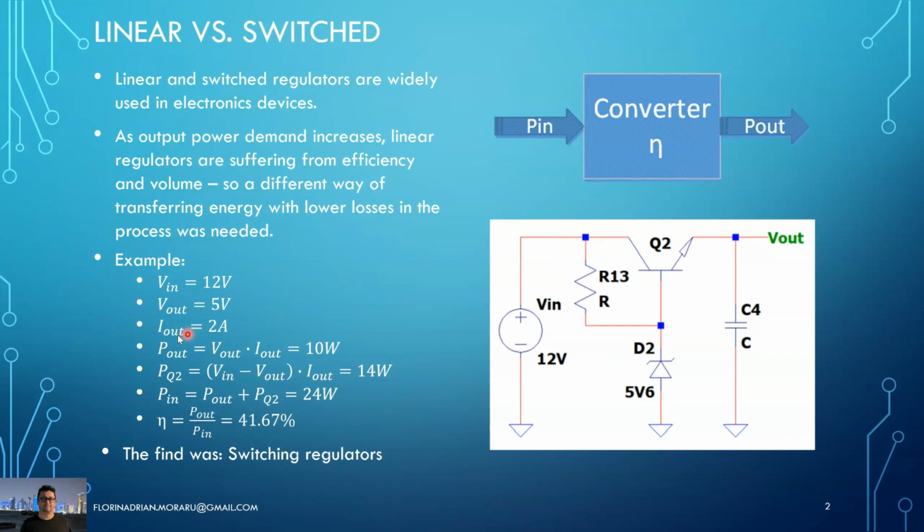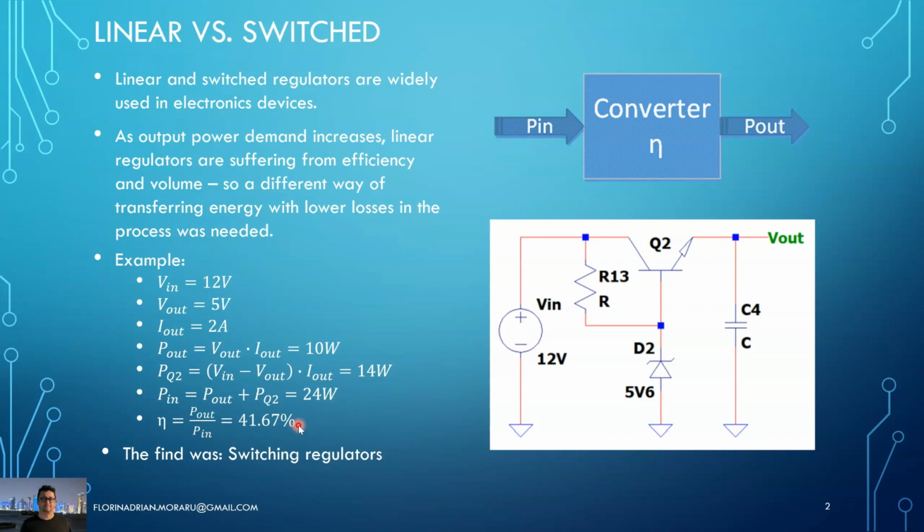And if we know that the entire 2 amps current that is supplied to the load has to pass through this Q2 because there is no other way, that means in this process we are dissipating in terms of heat 14 watts of power. So we are transferring to the load 10 watts. We are dissipating 14 watts on Q2. So in total, we are consuming 24 watts from the battery.